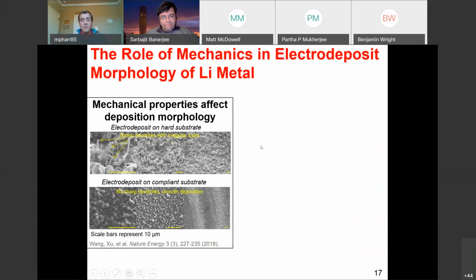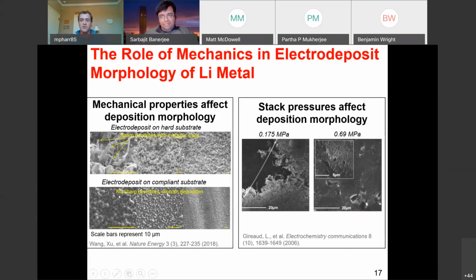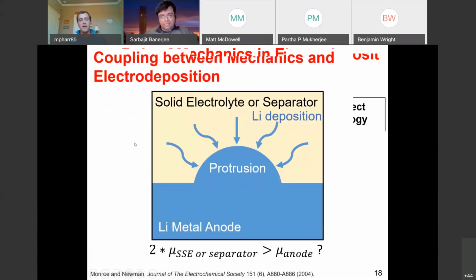Why we care about mechanics in these systems, here are a couple of examples. It's been found in some systems that if you deposit lithium onto relatively hard and stiff substrates, you form sharp features, a la dendrites. Whereas if you do this on more compliant substrates, you form smoother features, which are desirable. Likewise, if you apply pressure to stacks of these battery electrodes, it's been found that you get denser deposition, better electrode deposition when you apply larger stack pressures. And so what's driving this is one thing we'd like to know. Another thing is that of course, we'd like to prevent the formation of these unstable dendritic structures.